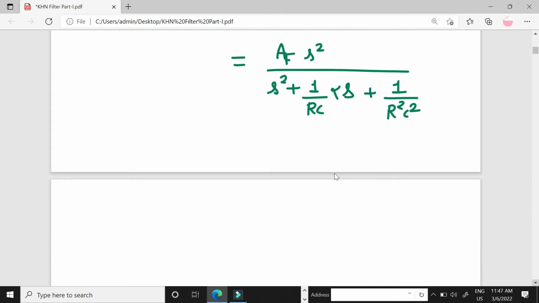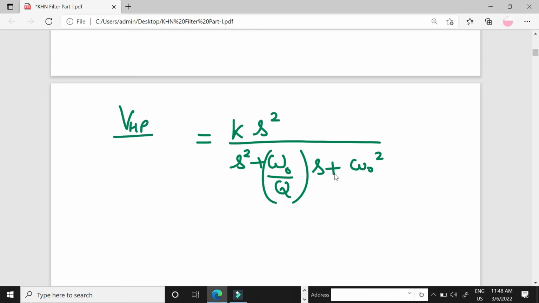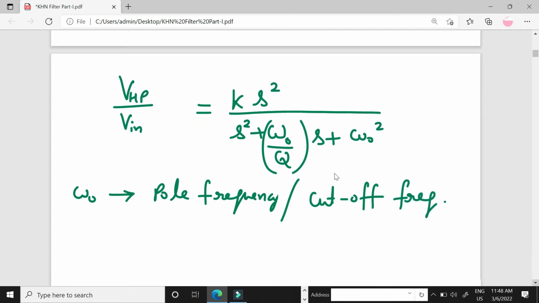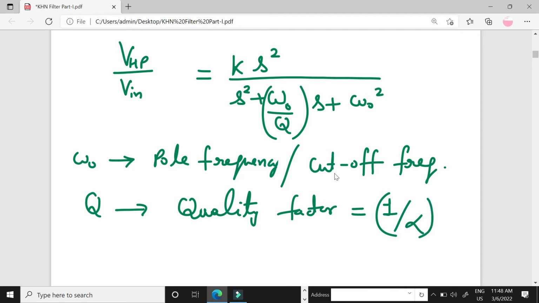Now I am writing AF as K: K S square upon S square plus omega naught by Q S plus omega naught square, where 1 upon RC is omega naught, the pole frequency or cutoff frequency, and alpha is equal to 1 by Q. So this is a high pass transfer function. Here omega naught is pole frequency, sometimes known as cutoff frequency, and Q is a quality factor, equal to 1 by alpha. Alpha is damping coefficient.